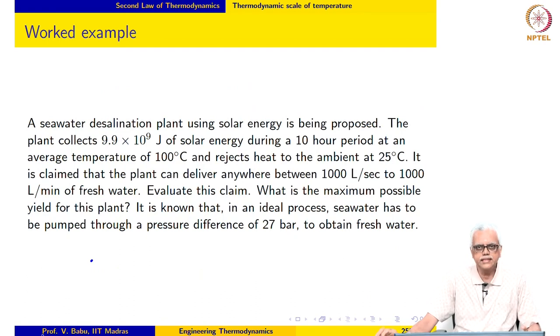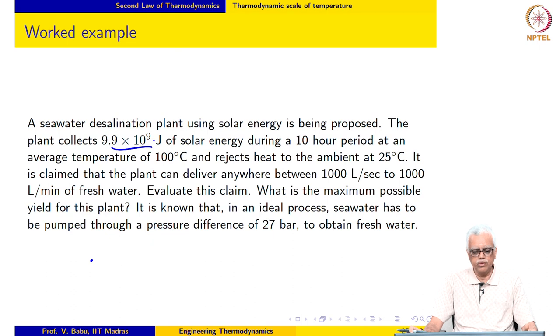So, the next example that we are going to look at is this. A seawater desalination plant using solar energy is being proposed. The plant collects 9.9 times 10 raised to 9 joules of solar energy during a 10 hour period at an average temperature of 100 degrees Celsius and rejects heat to the ambient at 25 degrees Celsius. It is claimed that the plant can deliver anywhere between 1000 liters per second to 1000 liters per minute of fresh water. Evaluate this claim.